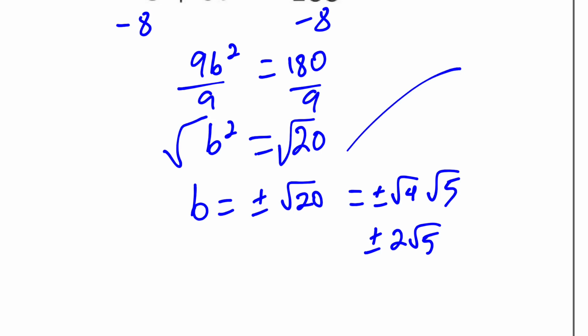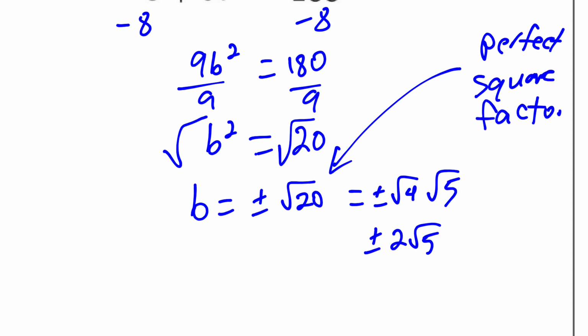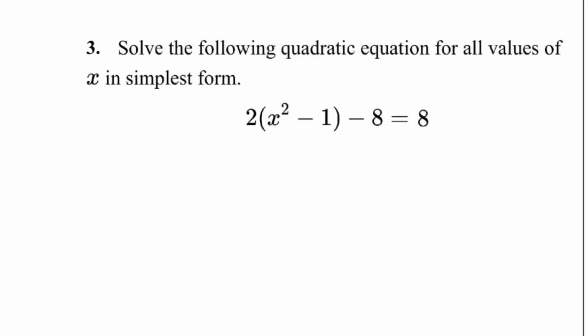So we look for, if that's not a perfect square, does it have a perfect square factor? And in this case, that perfect square factor is 4. So we split it into root 4, root 5. The root 4 gets replaced with the whole number. The root 5 stays.